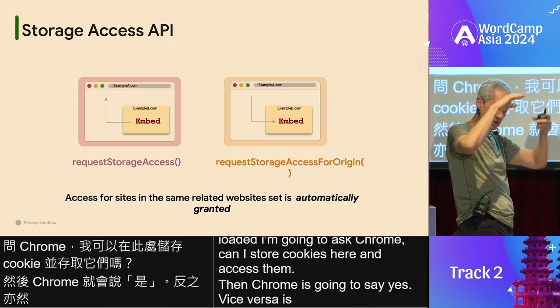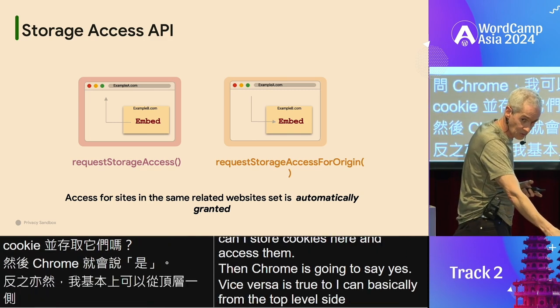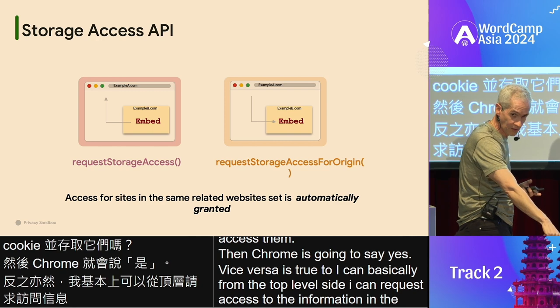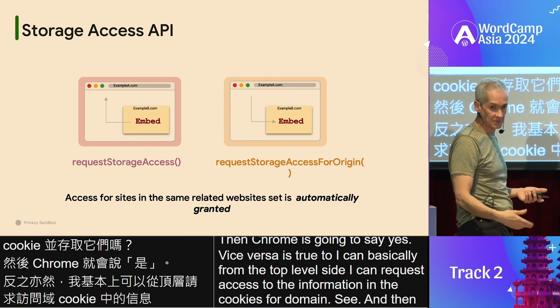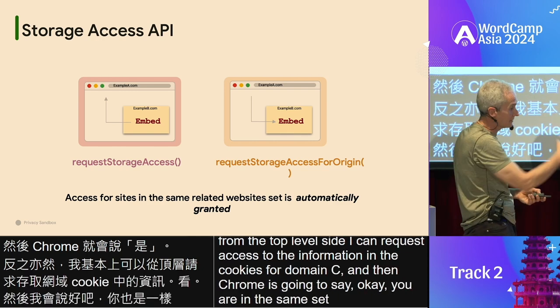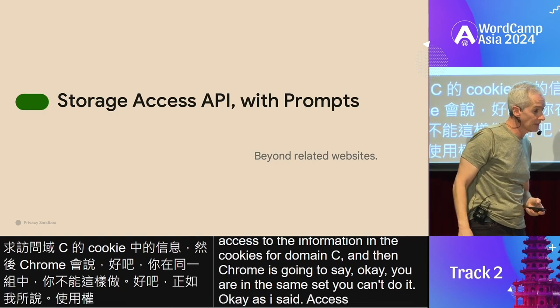From the top level side, I can request access to the information in the cookies for domain C. And then Chrome is going to say, okay, you are in the same set, you can do it. Okay, as I said, access is granted automatically.